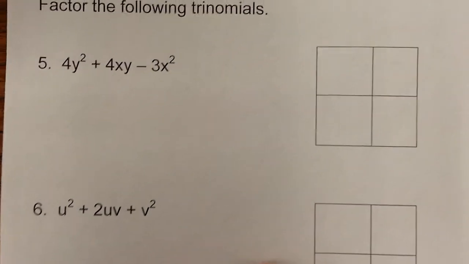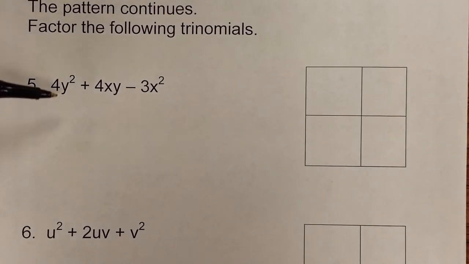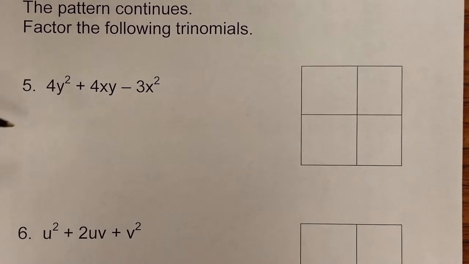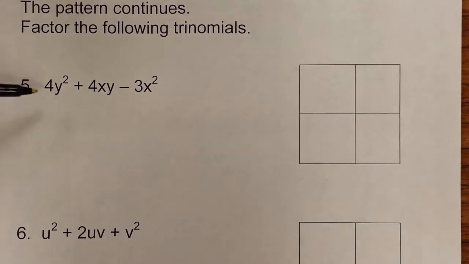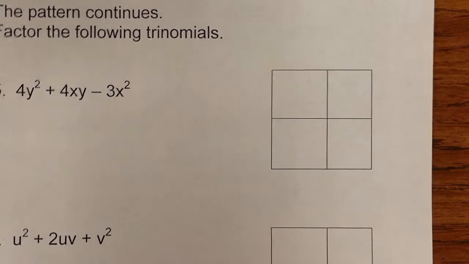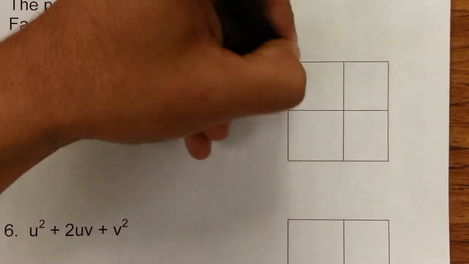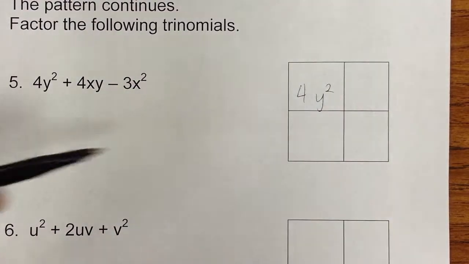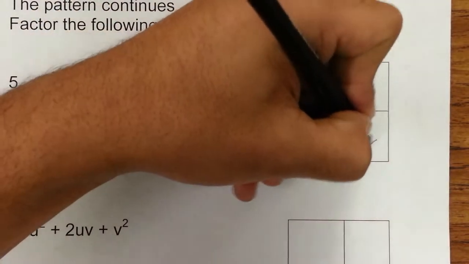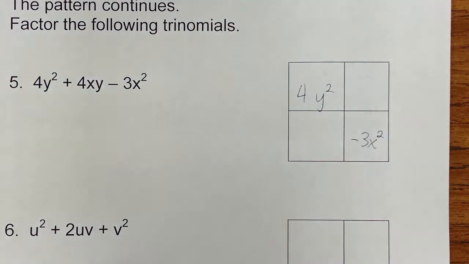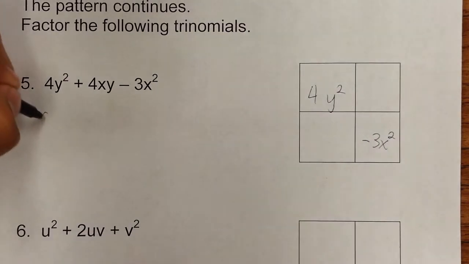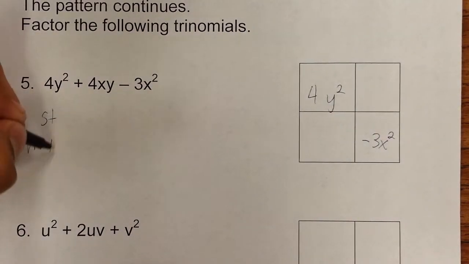Now, we've got factoring the following trinomials. If you notice that we no longer have just one squared term, we have two squared terms when we have more than one variable. But it's okay. Our sums and product blocks and box method still works. So we'll fill in our squared terms diagonally. So we've got a 4y squared and a negative 3x squared. So far so good. So let's think of our sums to and multiplies to.